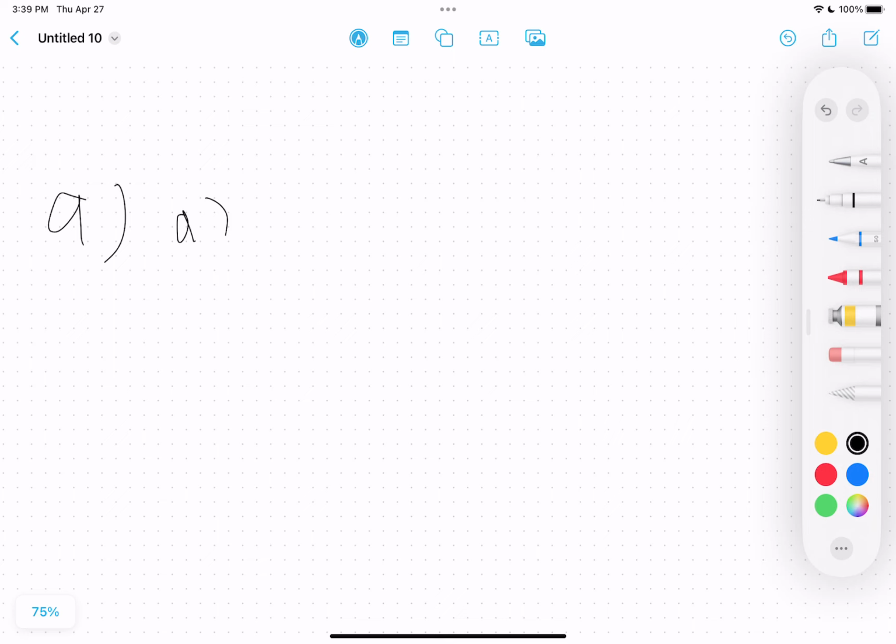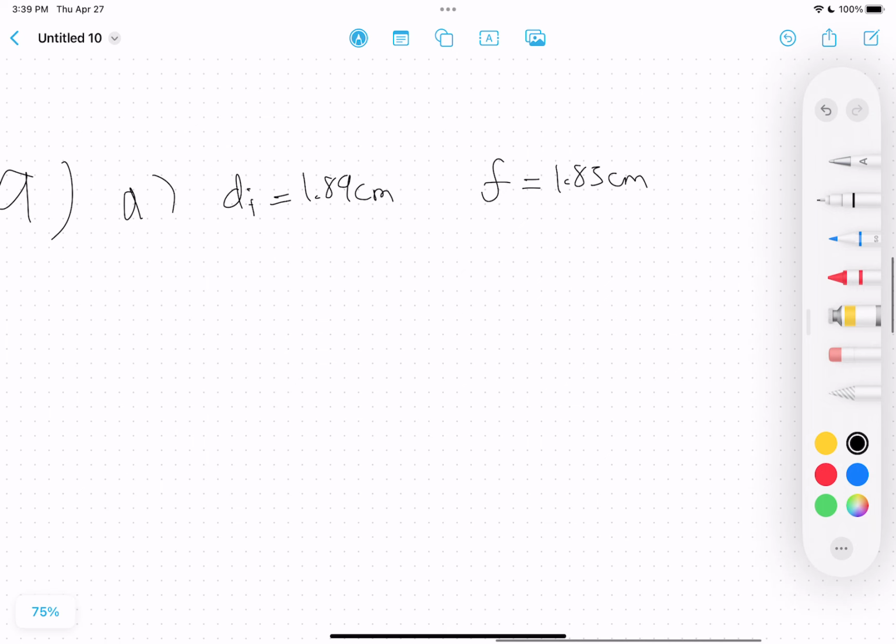Yeah, exactly, and that would be a positive image distance because the light rays will actually converge there, because that's how you would see. The light rays have to converge there, so the image has to be a real image. DI is 1.89 centimeters because that's where the image forms on the retina. Focal length is 1.85 centimeters, the focal length for the near point. And we're figuring out the object distance, the closest you can bring the object, or the shortest object distance for an image to form on the retina.